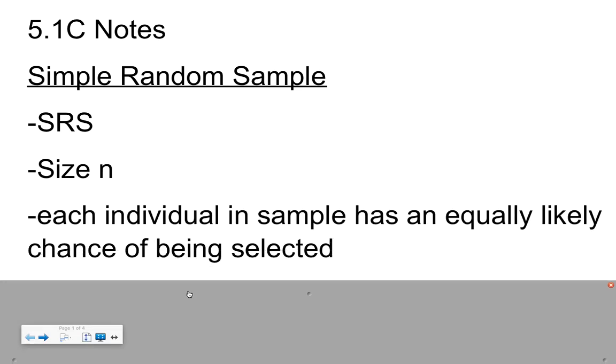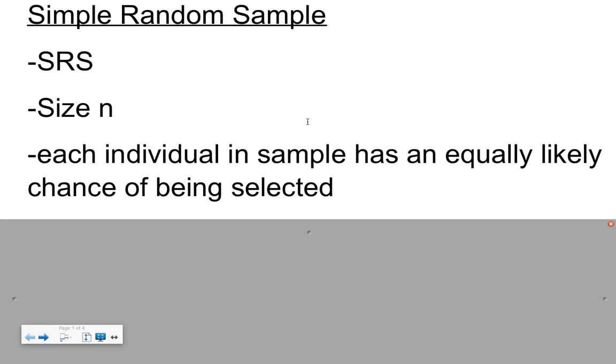The idea behind an SRS is that each individual in the sample has an equally likely chance of being selected. So if I were to take all of your names and write them on a piece of paper, put them in a hat, and draw somebody out, you all have an equally likely chance of being selected. It's the same idea, except if there were a lot of people, you wouldn't really want to do that.